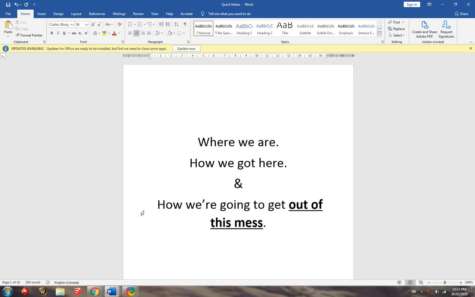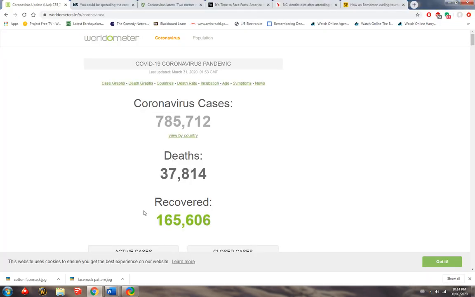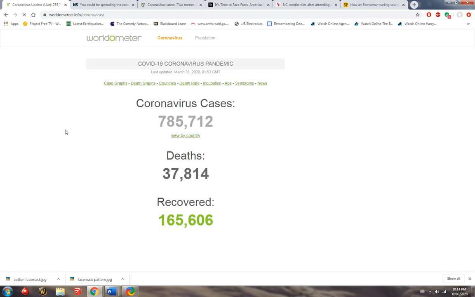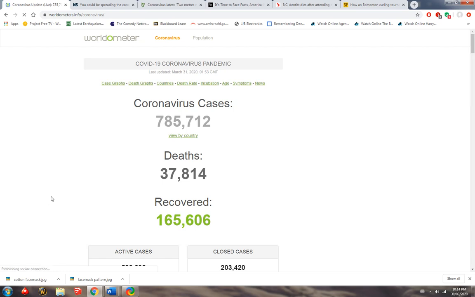The other 2 are going to get their own, and I'm going to go about this backwards because I think it might make more sense that way. So for now, the nutshell of where we are. This is a Worldometer site. I'm sure you guys have all seen this. This is basically refreshed.